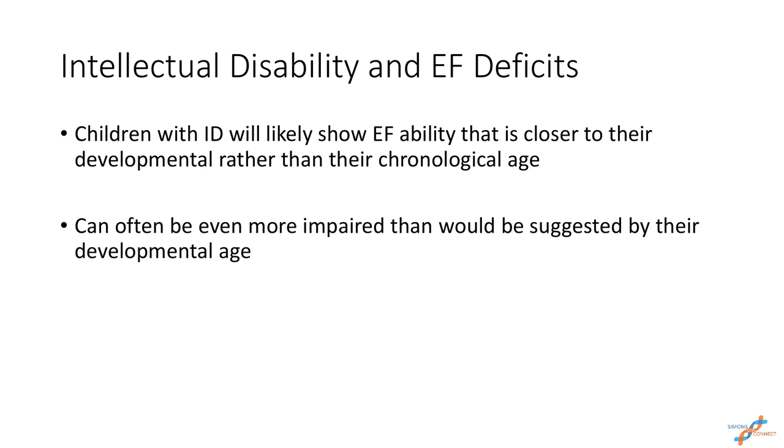In children with intellectual disabilities, we'll see that children with ID are much more likely to show executive functioning ability that is closer to their developmental age rather than their chronological age. So the question becomes, is that truly an executive functioning deficit? Because it might be at their potential. Now that said, we do see children who will have intellectual disability but will also have executive functioning skills that are much lower than what we would expect given their developmental age.